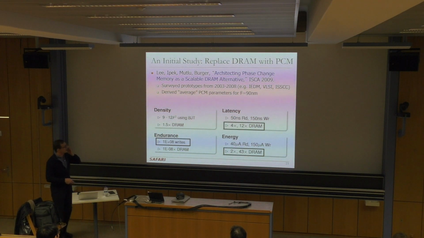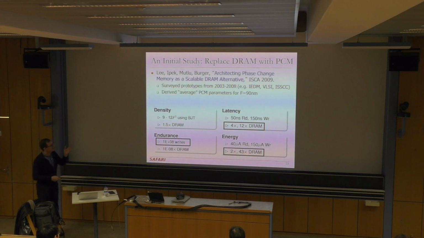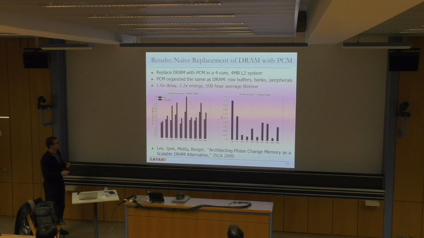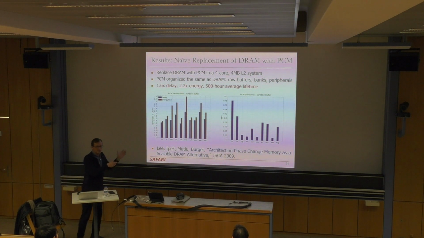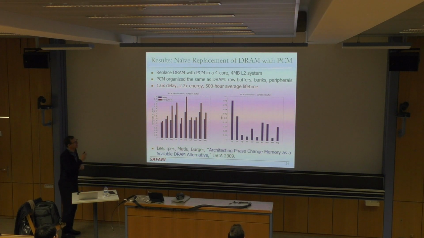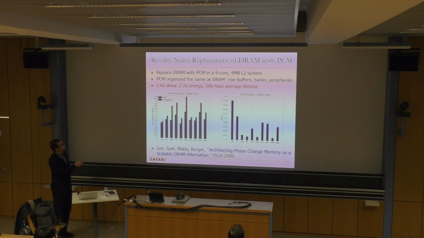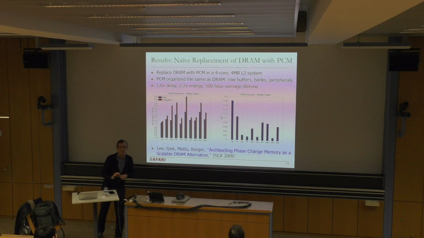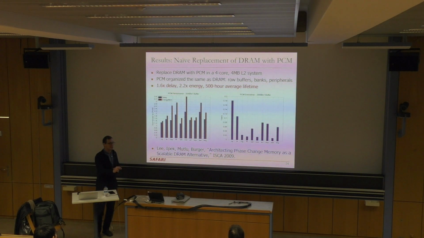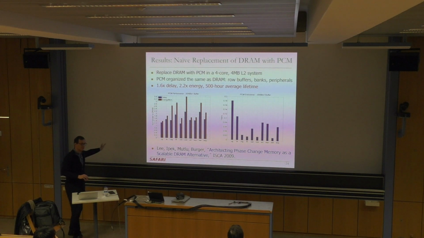So basically you simulate, right? You can simulate the implications of this technology. And that's exactly what we did. Basically, we can simulate existing systems with DRAM, and then you can simulate what happens if you replace DRAM with phase-change memory, with some system assumptions. At that time we assumed a 4-core, 4 megabyte L2 system. And we assume that phase-change memory is organized exactly the same way as DRAM. You have the same row buffers, same banks, same peripherals. Basically, we're not changing anything. The assumption is that you're replacing every single DRAM cell with a phase-change memory cell with appropriate properties that we showed in the previous slide.